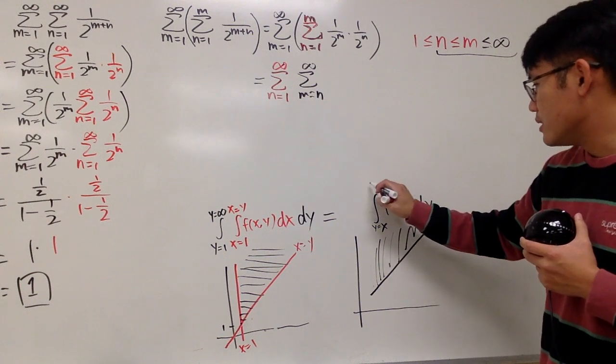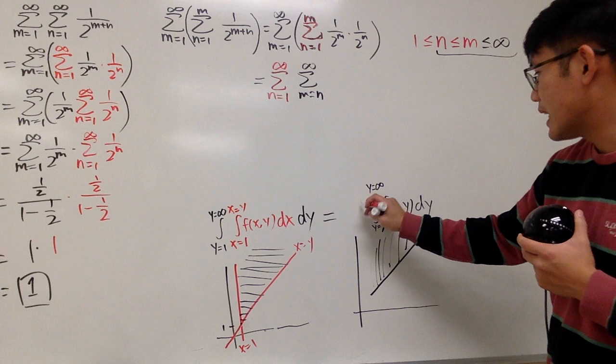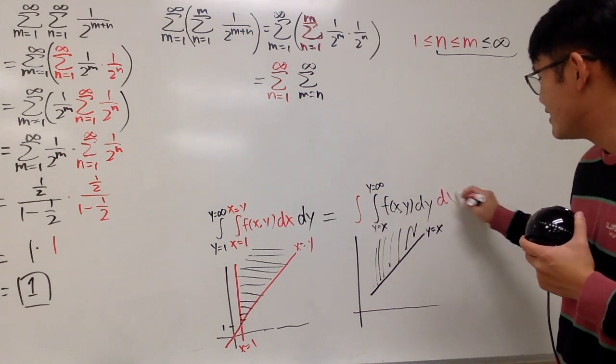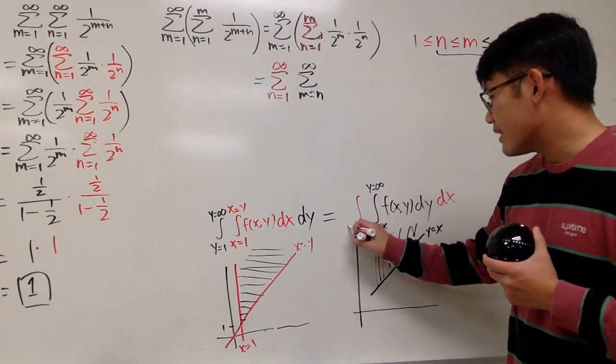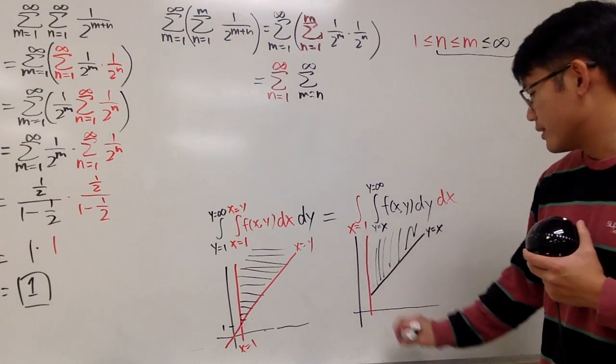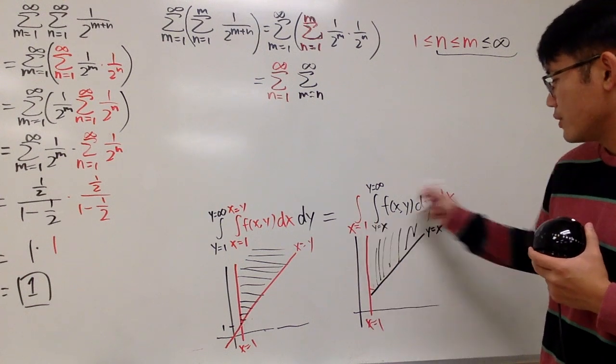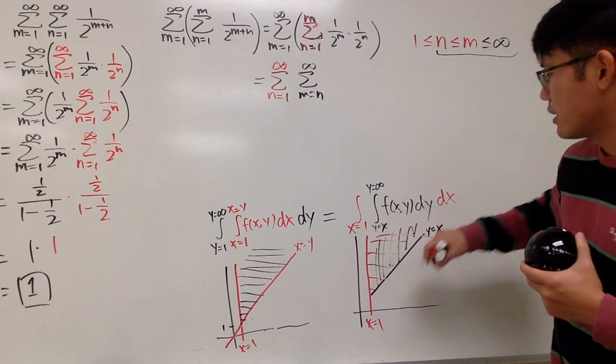But let's see. In order for us to just get this part, of course, we will have to have the integral, and this is the dx. x has to go from 1, so that we can cut this right here. This is x is equal to 1. And we just want to go 1 to infinity, like that part.